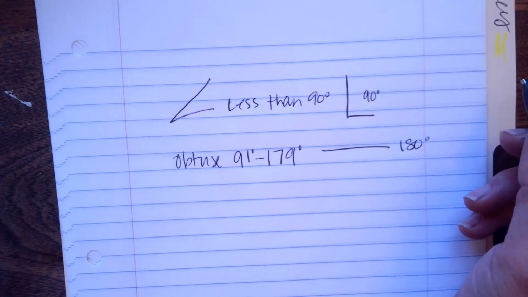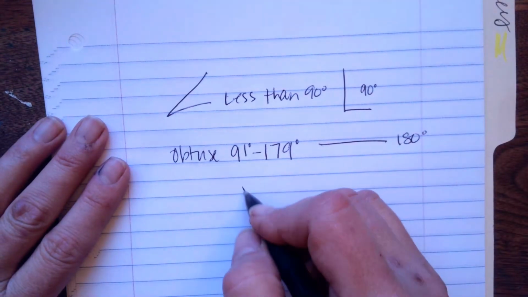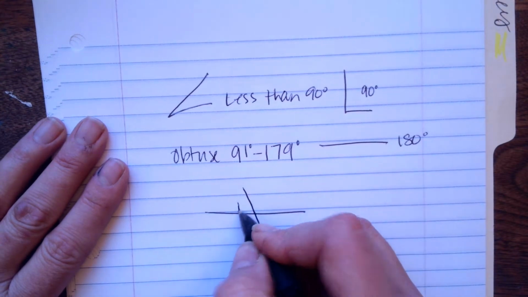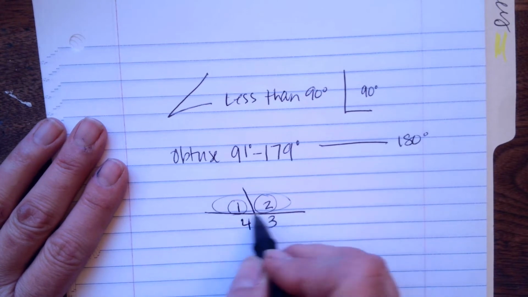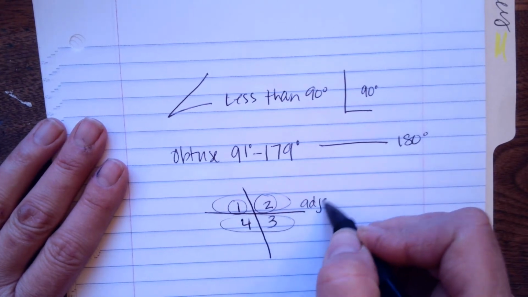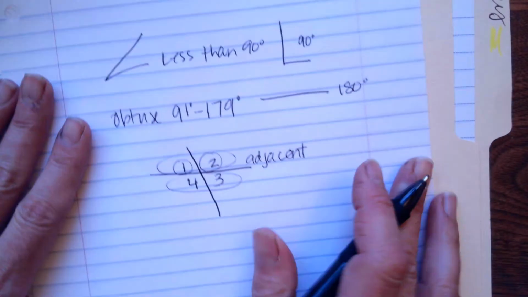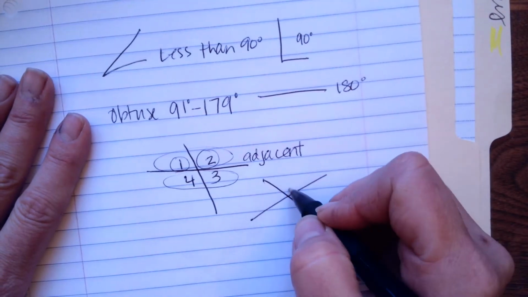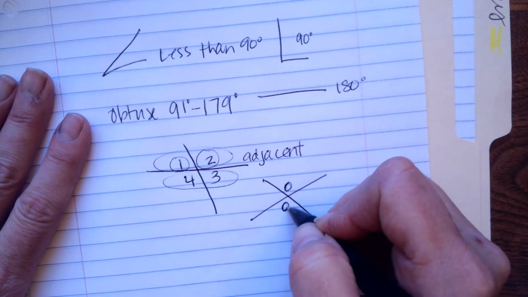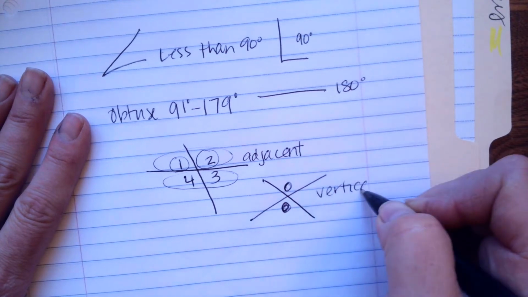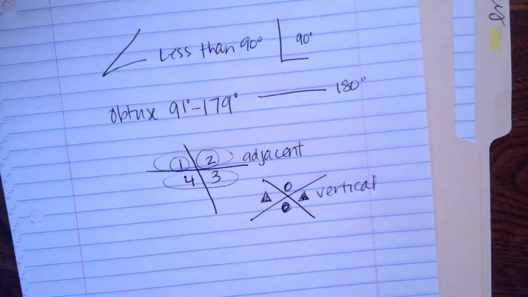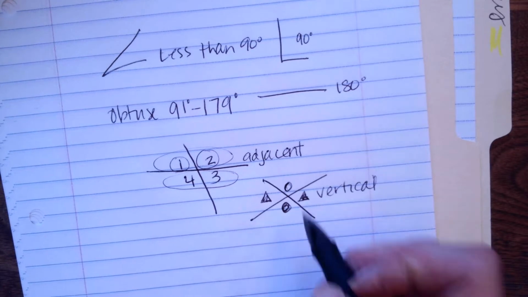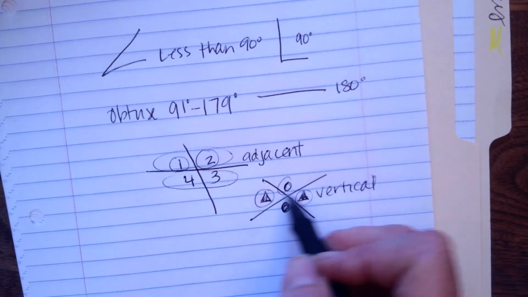And then we have adjacent angles, which are angle 1, angle 2, angle 3, angle 4. These are adjacent. They're next to each other, and 3 and 4 are adjacent. Vertical angles are opposite one another. So this angle is vertical to this one, and this one is vertical to this one. And they're always congruent. So whatever this is, this is. Whatever this is, this is.